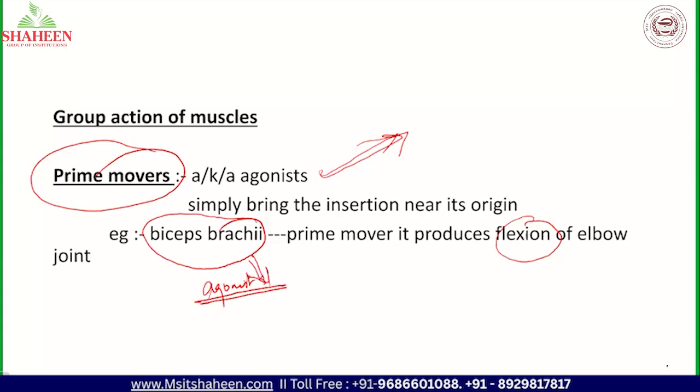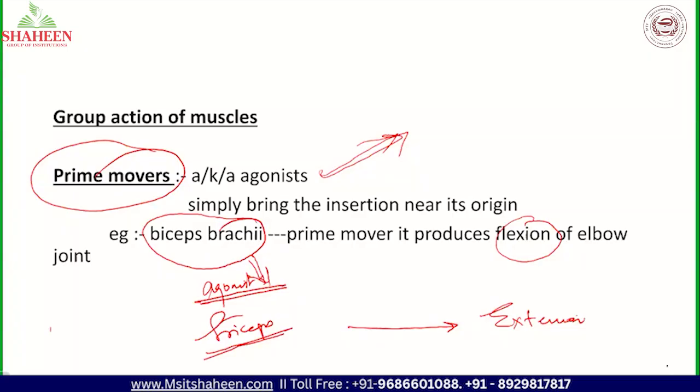So which action is opposite to flexion? It is extension. So which muscle is responsible for the extension? That is the triceps. Triceps is responsible for the extension.